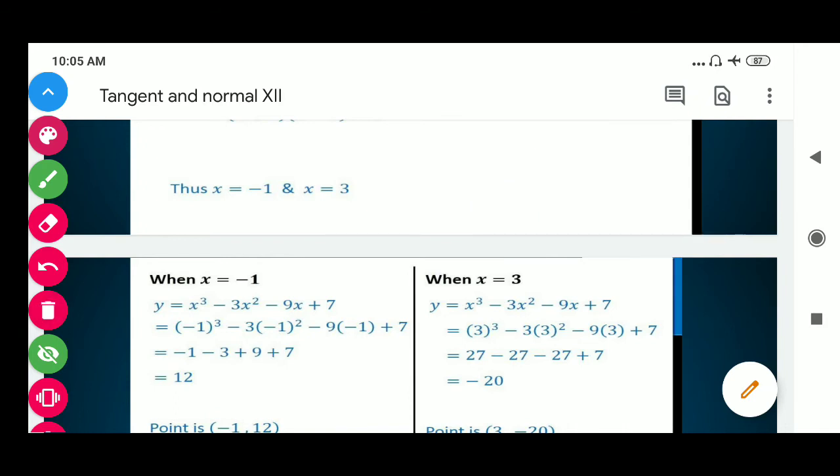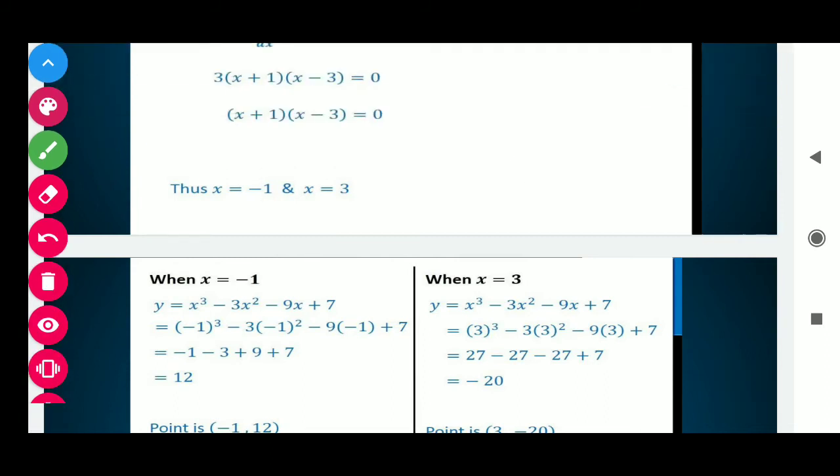So in this way we need to find the point. So here x equals minus 1 also lies on the curve. In the given statement we have the given curve. So students, put x equals minus 1 in the given curve. In this way we get minus 1 cubed minus 3 times minus 1 squared minus 9 times minus 1. By calculating this we get 12.